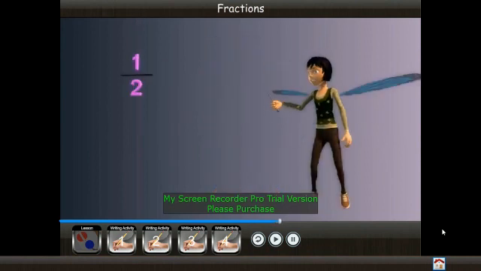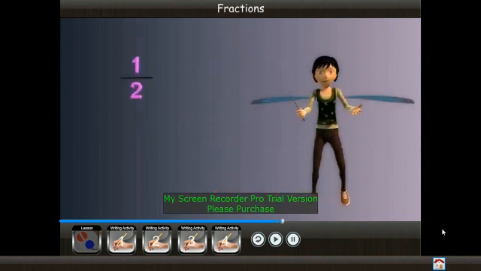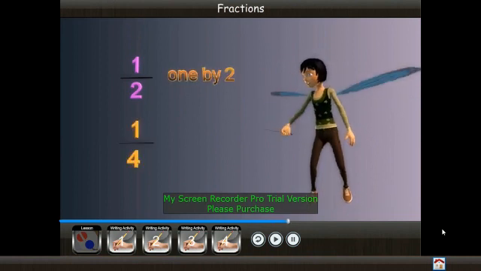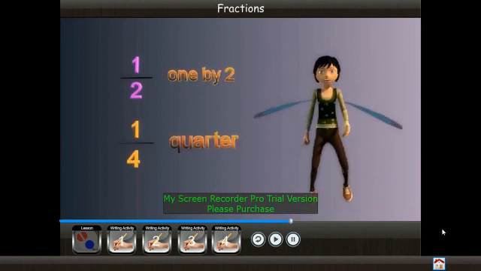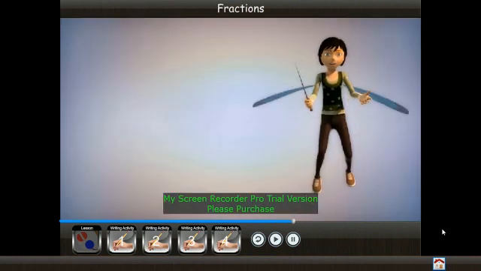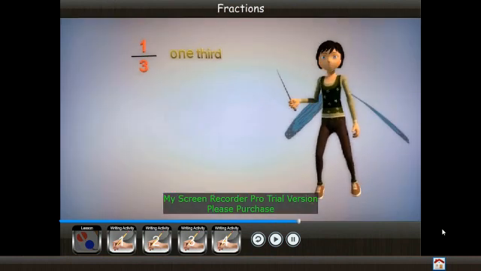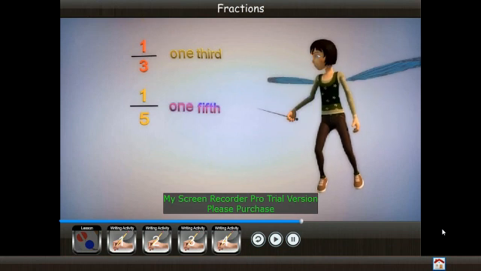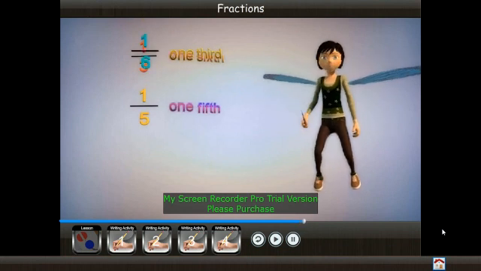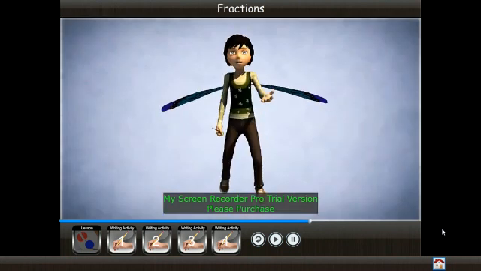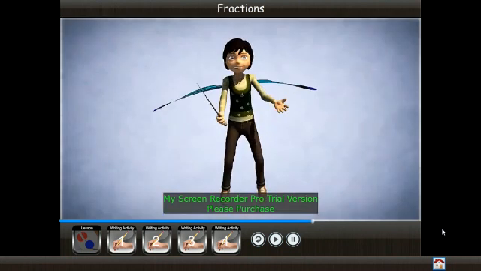Do you know there are special names to some fractions? 1 by 2 is called half. It is said 1 by 2. 1 by 4 is also called quarter. Let's read out the names of these fractions. 1 by 3, 1/3. 1 by 5, 1/5. 1 by 6, 1/6. Doesn't my code and special language make fractions easy for you?